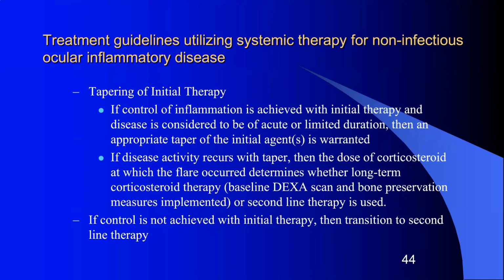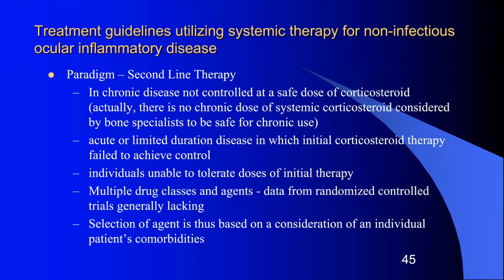And if the disease activity occurs when you taper, you have to look at the dose of the steroid that you're on to determine what the next step is. If you're on oral steroids and you started at 60 milligrams a day and they flare at 20 milligrams a day, well, they're probably not going to do well on steroids alone, and they may require immunosuppressive therapy. So when you can't control them with the first line corticosteroid therapy, then you think about using immunosuppressive medications.